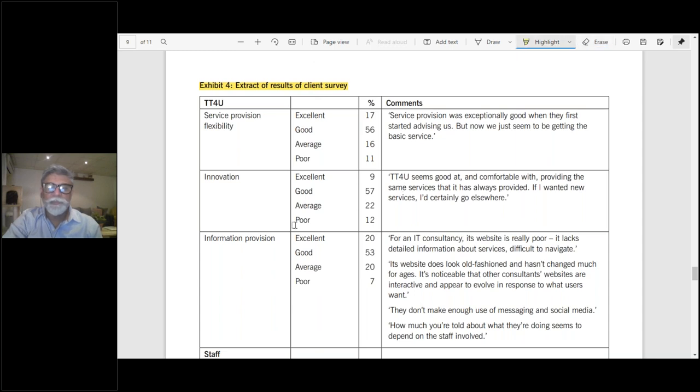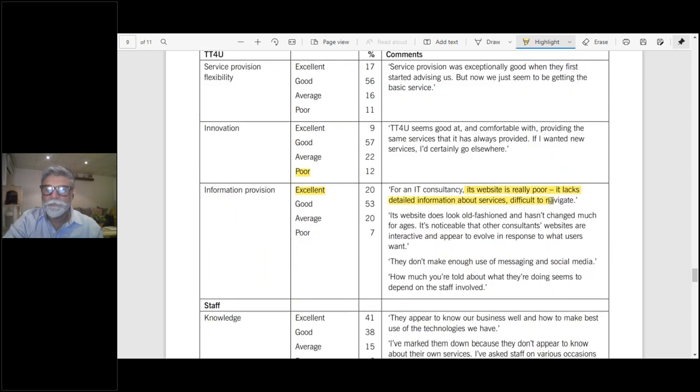I think the worst is innovation, this one, right? Because it's got the highest percentage. This one is 7, this one is 11, this one is 12. Which one is the best? Which excellent got the highest score? This one. They are good in information provision, but bad in innovation. And any comment which we can directly use? It says the website is really poor. It says website is old fashioned, hasn't changed. They don't make use of enough messaging and social media.